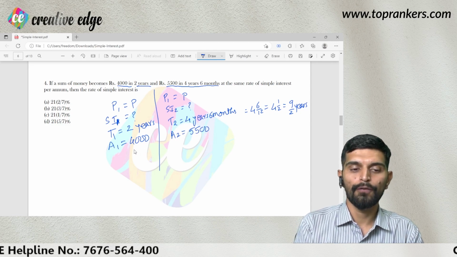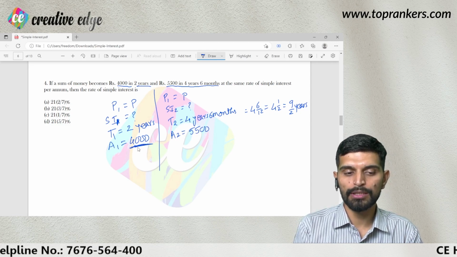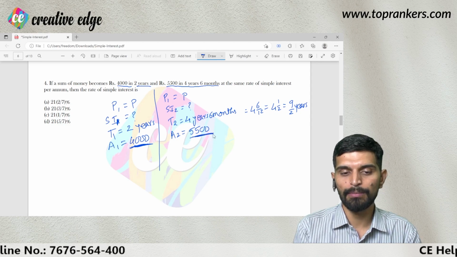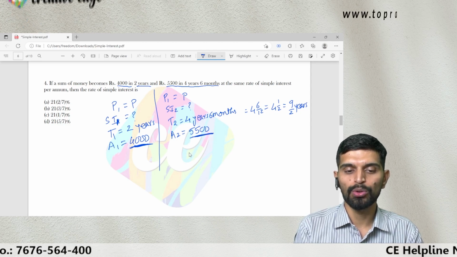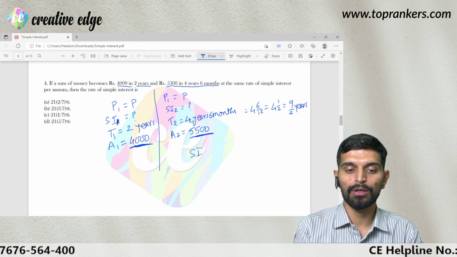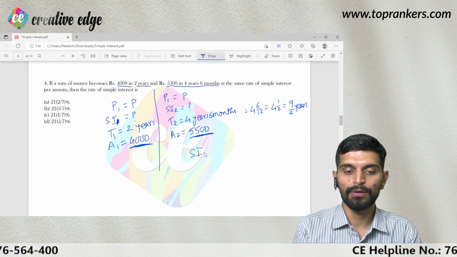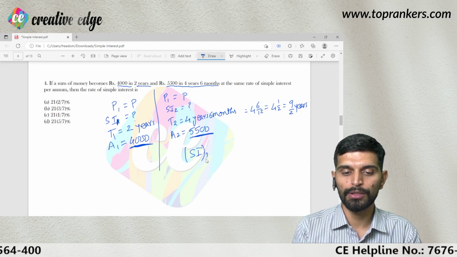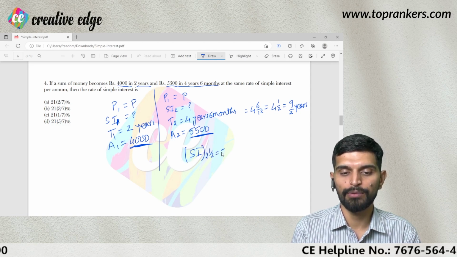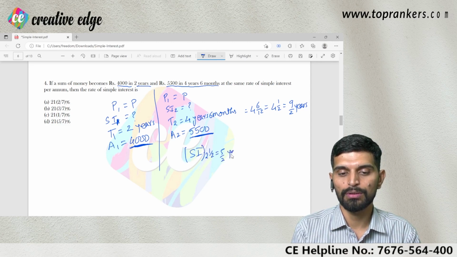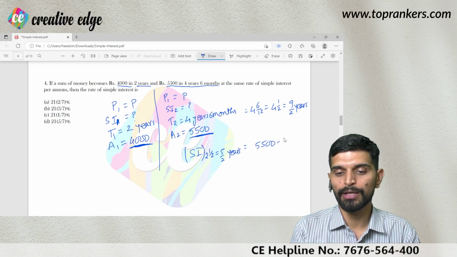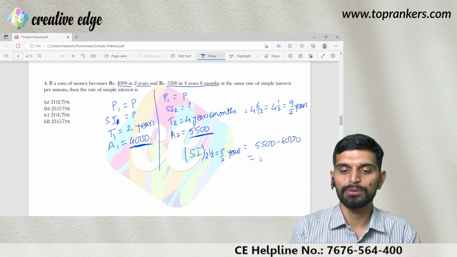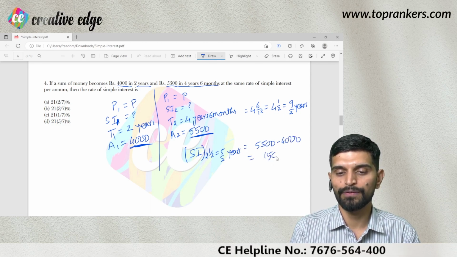Now, what we can do is if we consider this as principal and this as amount, the difference between these two will give you simple interest for the duration of 2.5 years, or say 5 by 2 years, which is equal to 5,500 minus 4,000. So that gives you a value of 1,500.